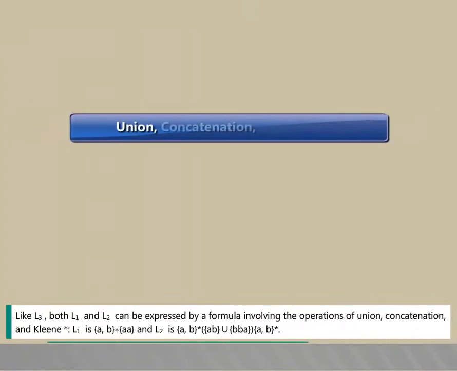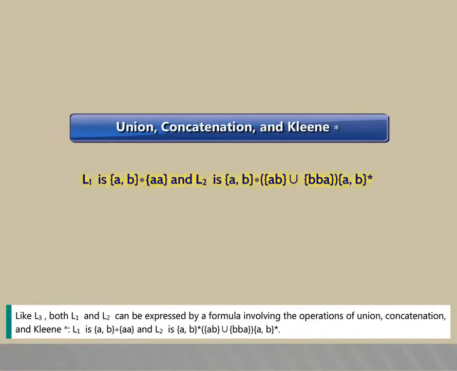Like L3, both L1 and L2 can be expressed by a formula involving the operations of union, concatenation, and Kleene star. L1 is (A, B) star AA, and L2 is (A, B) star AB union BBA (A, B) star.